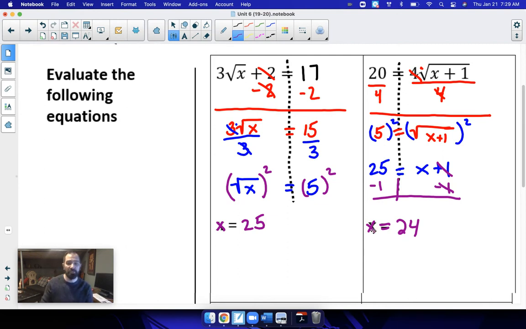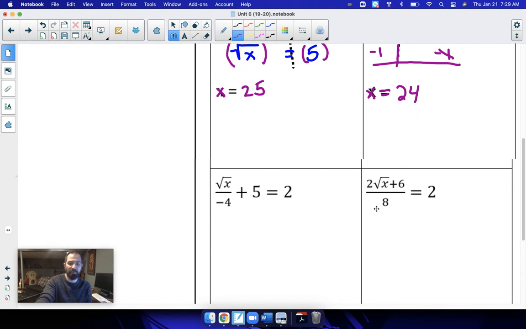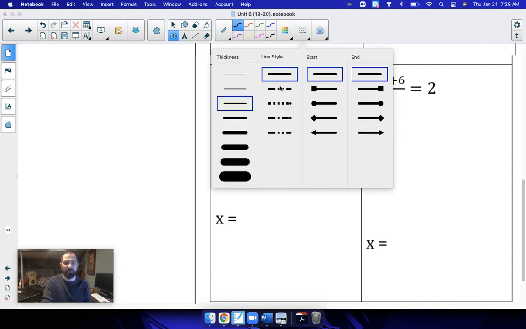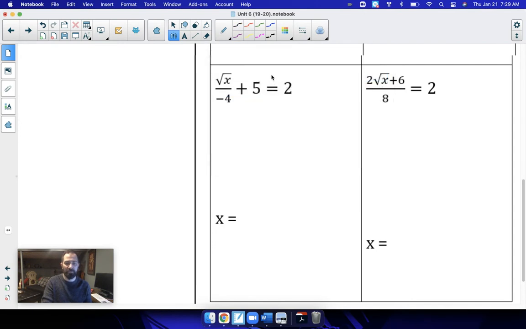Did you get that right? I hope you did. Let's try a couple more problems here. Going through, remember, getting rid of everything, isolating the square root or the variable. Then squaring both sides, solving for the variable. Oh, looking a little scary here. Don't worry, it's not. Remember, first thing, split the equation into 2 sides.